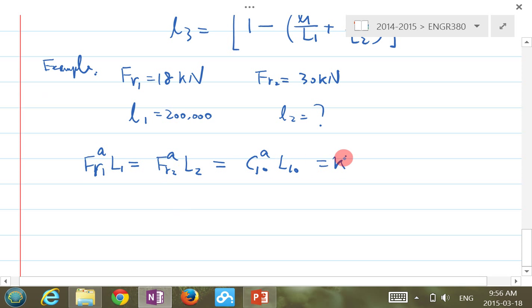So let's say we're picking a bearing from the textbook. It's a 0230 bearing. So let's say 0230, looking at the catalog, gives us a C10 equal to 20.3 kilonewtons. So L10 is 10 to the power of 6.